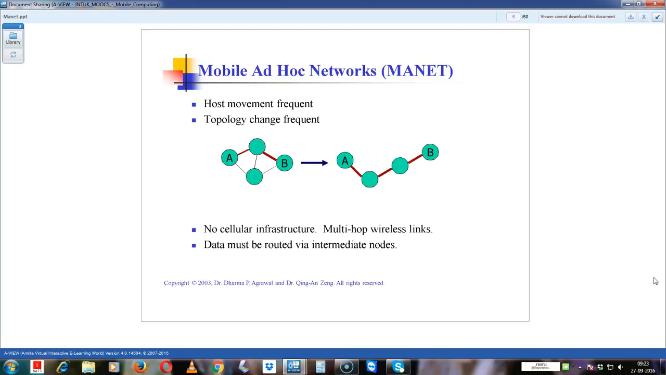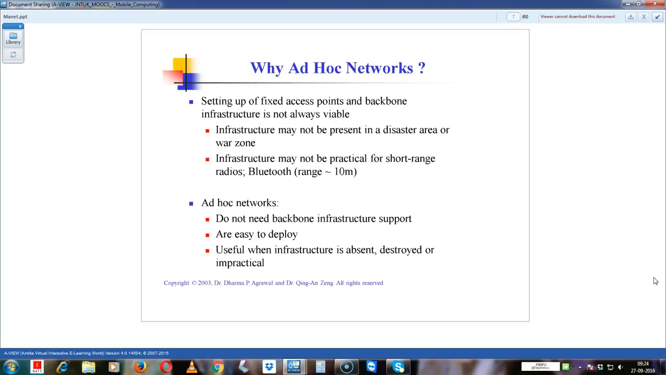Okay. Here in this case, we don't need any cellular infrastructure, like we don't need any tower. We just want a peer-to-peer connection. So it's ad hoc networks. Multi-hop wireless links we need here. If you want to communicate further, we want some intermediate nodes, some intermediate devices. So data must be routed by intermediate nodes. If you want A to B communication, it will go like this: A, then D and E as intermediate nodes, and then you go to B. So that is how mobile ad hoc networks work.